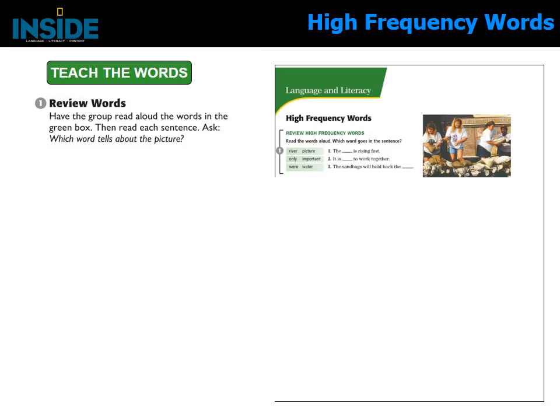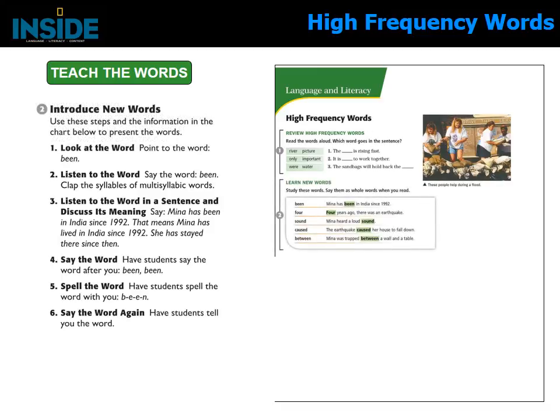We begin with the high-frequency word instruction, which follows a consistent, research-based routine. First, students review a set of previously taught high-frequency words. Then it's time to introduce the new words. Students look at the word, listen to the word in a sentence, say the word, spell the word, and then say the word again. Take a moment to read through the detailed routine for introducing each word.